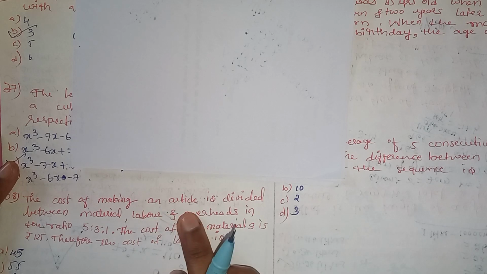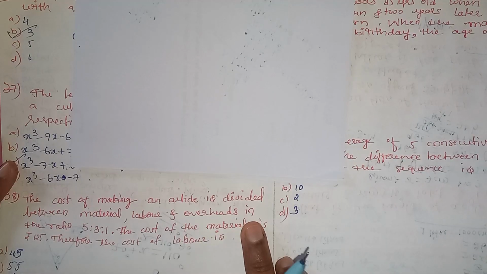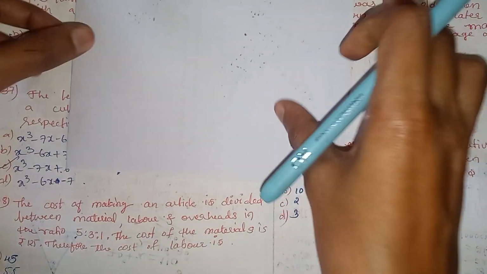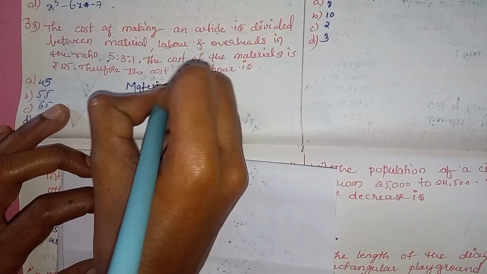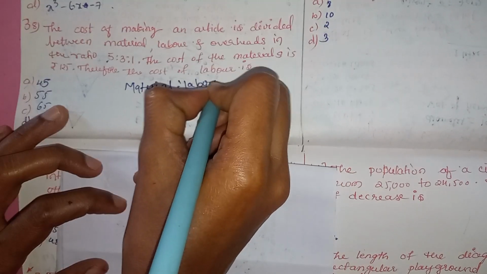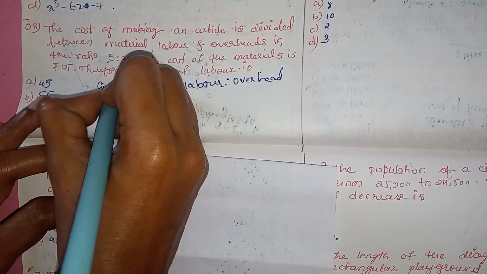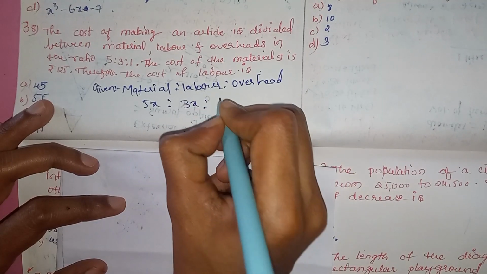The cost of making an article is divided between material, labor and overhead in the ratio 5:3:1. The cost of material is 125 rupees. Therefore, the cost of labor is what they are asking. Okay. How are we going to solve this question? So, what is given here? The ratio of material to labor to overheads is given as material is 5x, labor is 3x and overhead is 1x.